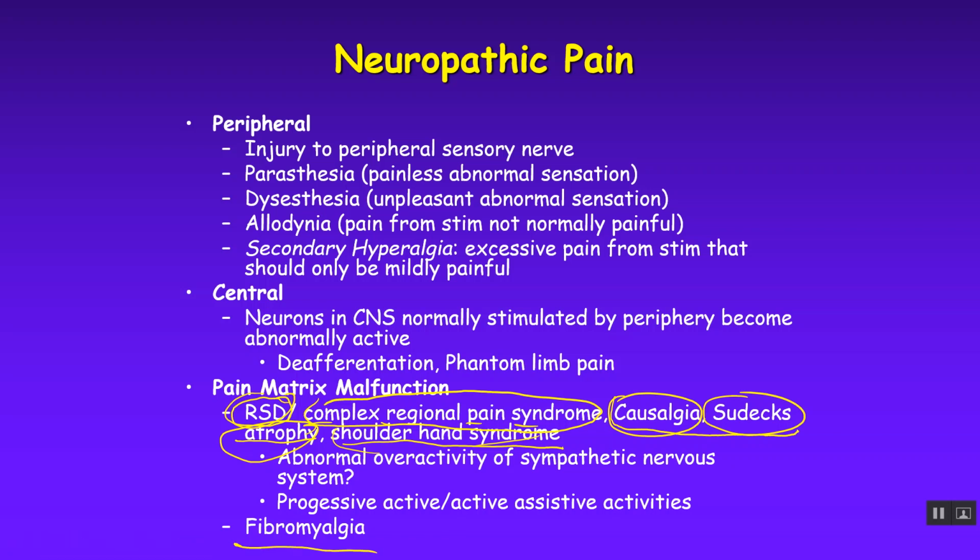So fibromyalgia is another considered a pain matrix malfunction. Involves both central and peripheral features that we still haven't identified all the. I'm not up to date on the latest on fibromyalgia literature, but.